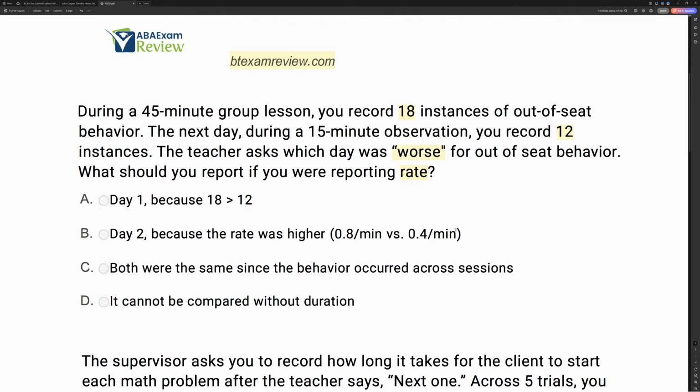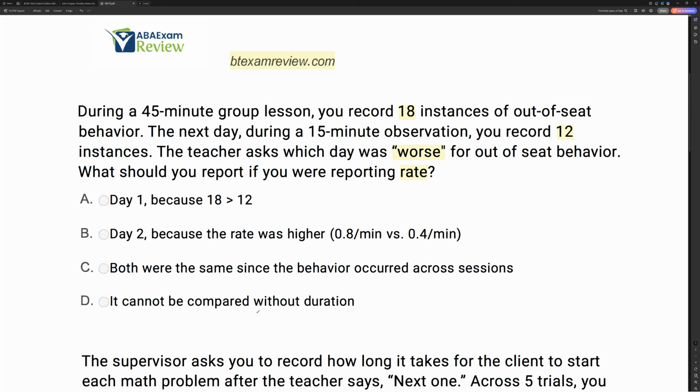And this is a really good example of the difference between just a count and actually using a rate. And each one has a purpose. So you need to be very sure on the exam, am I using a count or am I actually using rate? You can see how they can differ.